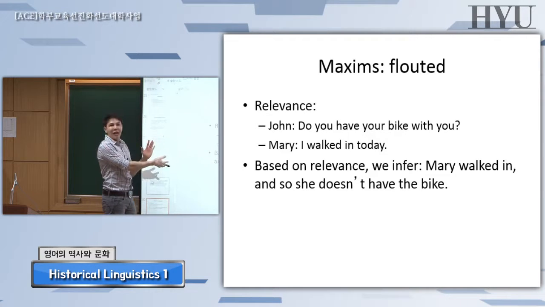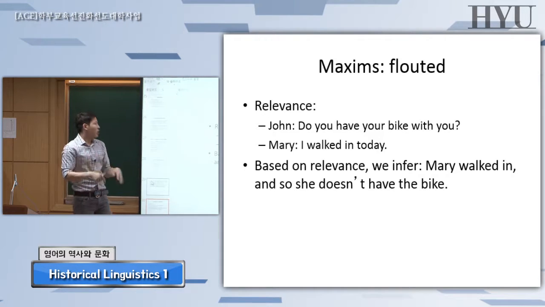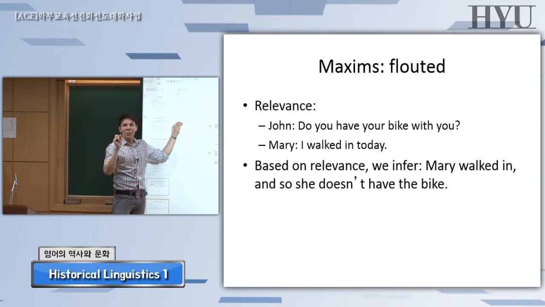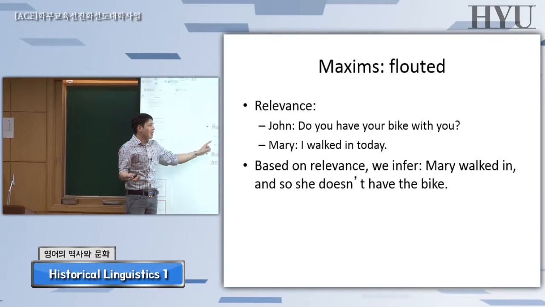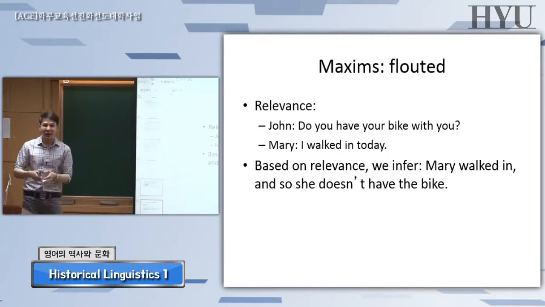But by breaking that maxim of relevance, she is trying to convey the implied message that because she walked in, she doesn't have the bike with her. So this is the implied meaning, right? That John has to work out, assuming that Mary is trying to convey some implied message.